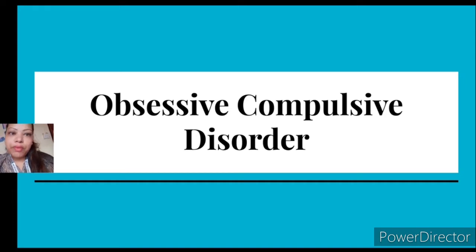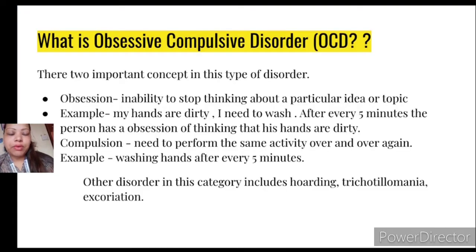To know about this disorder, there are two important things, that is obsession and compulsion, right? So when we talk about obsession, it is an inability to stop thinking about a particular idea or topic. It means that a person, when he is obsessed with something, is every time thinking of that particular idea or about a particular thing or a topic.